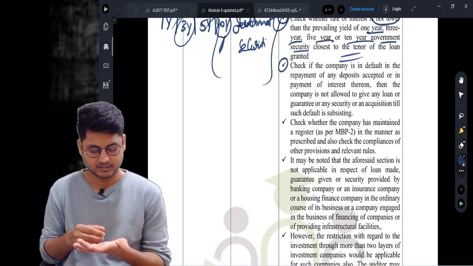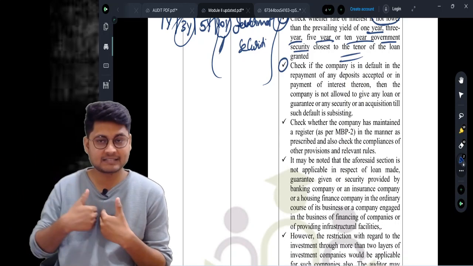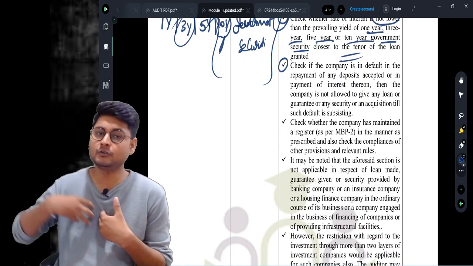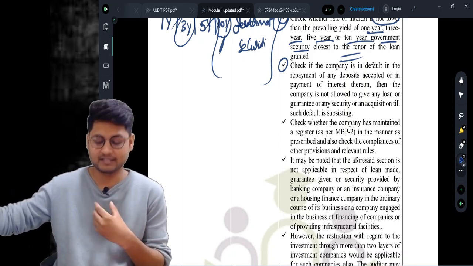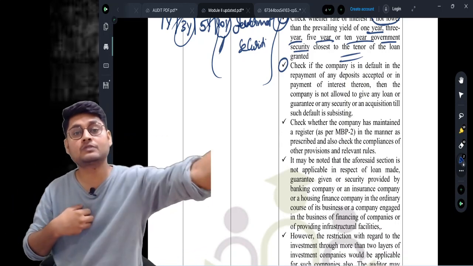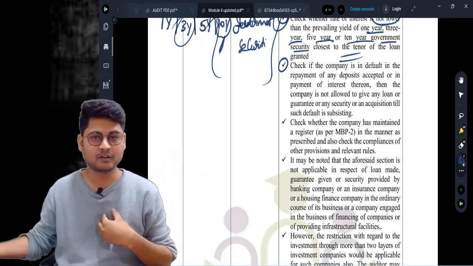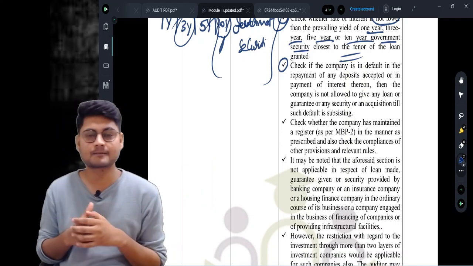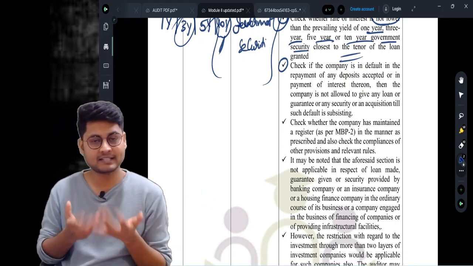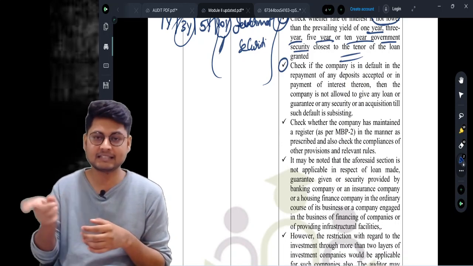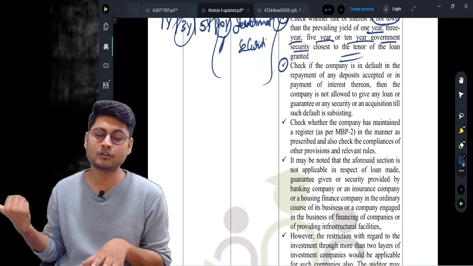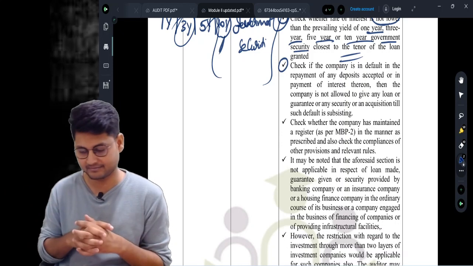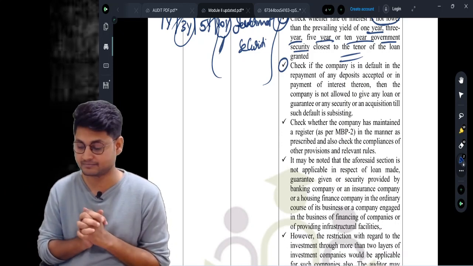See, when a deposit is accepted by the company and the company fails to repay the deposit to the public, then how can the company give a loan to someone else? If the company is in default, it cannot provide a loan to others. So that is what you are writing here. The company is not allowed to provide any loan, guarantee or security when there is any default in repayment of the public deposit accepted by the company. I guess you are all getting the point.